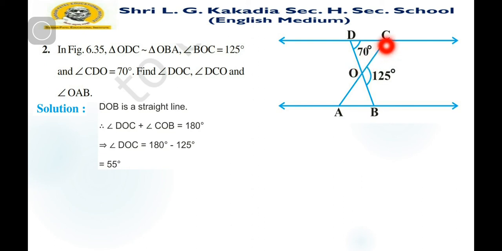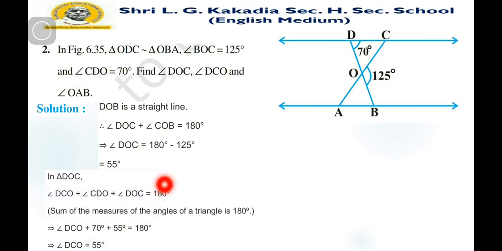Now about angle C. By the angle sum property we can find angle C in triangle DOC: angle DCO plus angle CDO plus angle DOC is equal to 180. The sum of the measures of the angles of a triangle is 180. So hence we can find DCO is equal to 55 degrees.